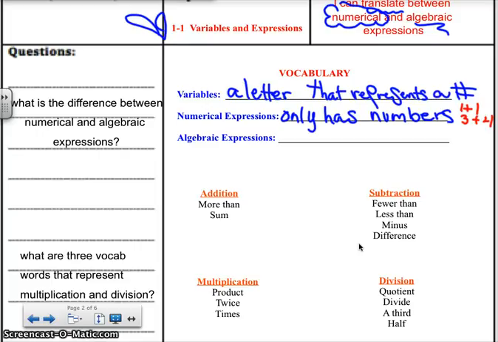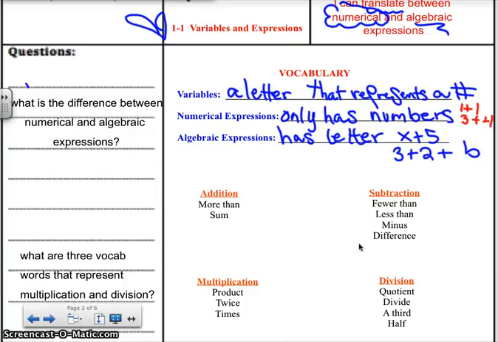So what do you think algebraic means? Has a letter, also known as variable. So we'll just go ahead and write has a letter or letters. It can have more than one. Like x plus 5. Algebraic, there's a letter. 3 plus 2 plus b. Algebraic, there's a letter. If there's a letter, it's algebraic. Okay?